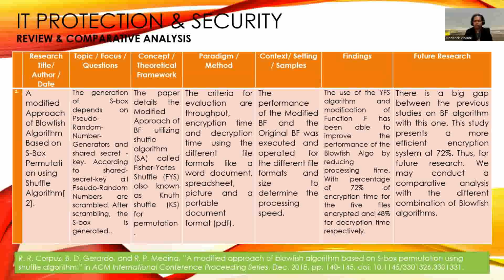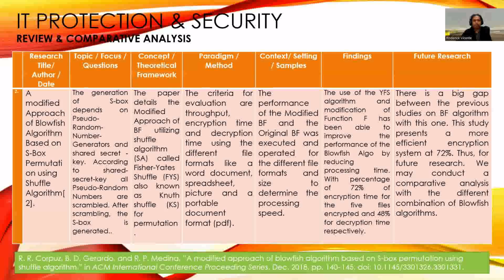An efficient cryptographic S-box should have the characteristics of balanced high nonlinearity scores, low maximum differential approximation probabilities, and avalanche effects close to the ideal value. The avalanche effect is that there is a minimal input but a maximum differential value. So the input is small but it creates a maximum generated encryption. The paper details the modified approach of Blowfish algorithm utilizing a shuffle algorithm called the Fisher-Yates shuffle, also known as the Knuth shuffle, for permutations.